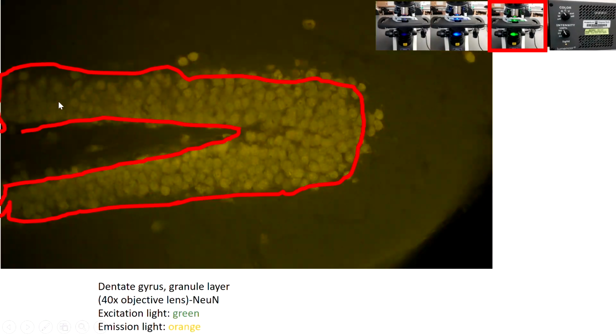So I switched to 40x, and that is the granule layer. And you see there are so many nuclei here, right? And then I switched to cyan light, and this is still the granule layer, and you see there are a lot of astrocyte processes, right? And then this is the Nguyen stain, so there are a lot of soma in this dentate gyrus granule layer.